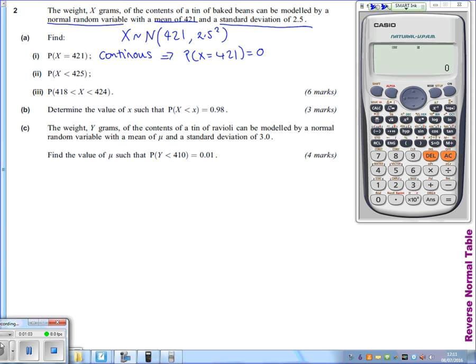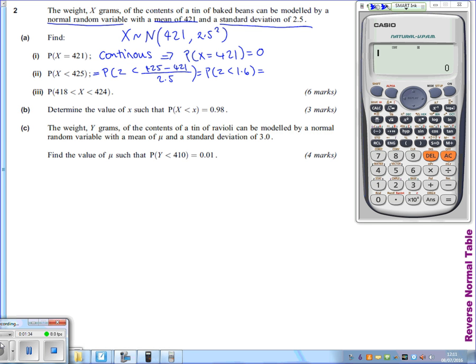Part 2, the probability x is less than 425. So I need to use my z distribution here. So that's going to be the probability that z is less than 425, take away the mean 421, divided by the standard deviation, which is 2.5. So if I work that out, that means I need the probability z is less than 1.6. That's my z value. And I can use my calculator to work out what that probability is.